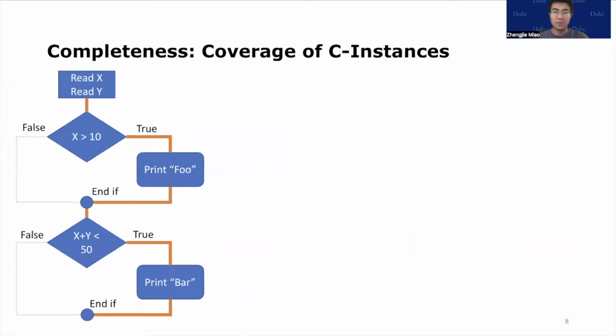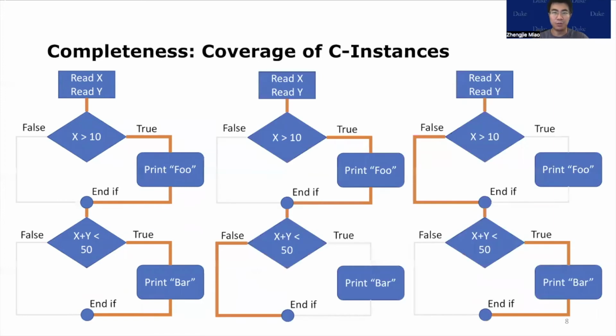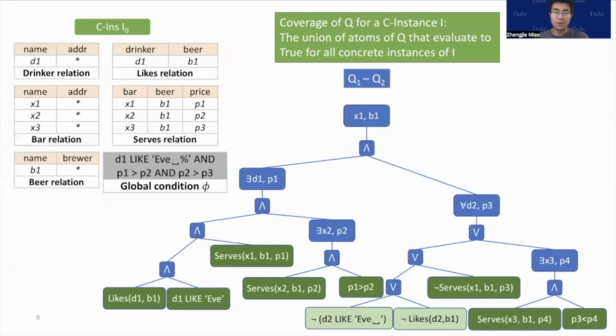We make an analogy between queries and general programs and borrow the idea of coverage from software validation, which is used to denote which parts of the program are executed when running a test. Here, the coverage is the set of atoms in the query tree that are satisfied during the evaluation of the query on some concrete instance. And the coverage of a C instance is the union of the coverage of the concrete instances it represents.